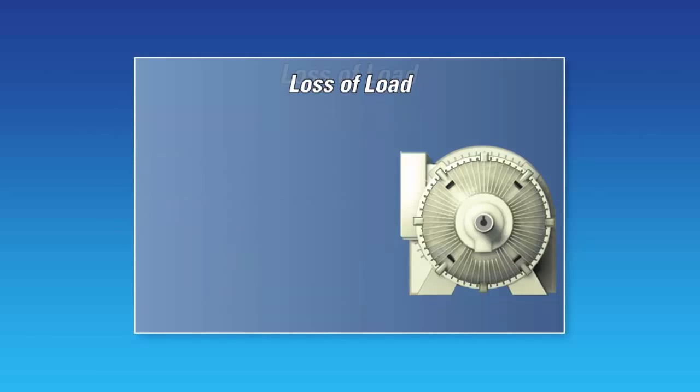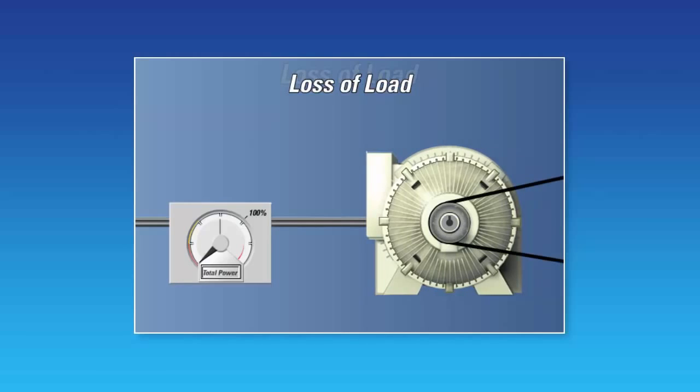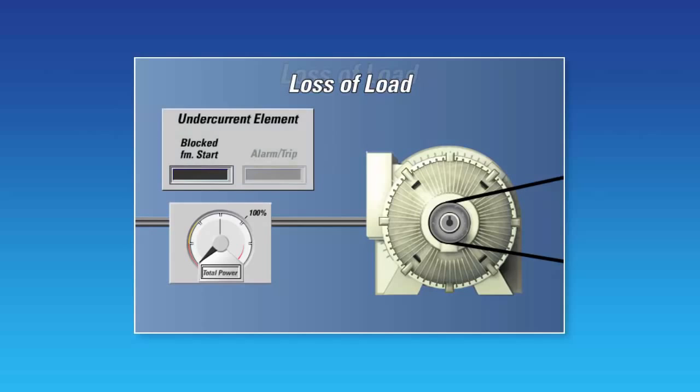The second method of load loss detection is to use the underpower element. The underpower element operates as follows. A value other than 0 must be entered to ensure the underpower element is blocked when the motor is stopped. The underpower element is active only when the motor is running and will be blocked upon the initiation of a motor start for a period of time defined by the block element from start set point.